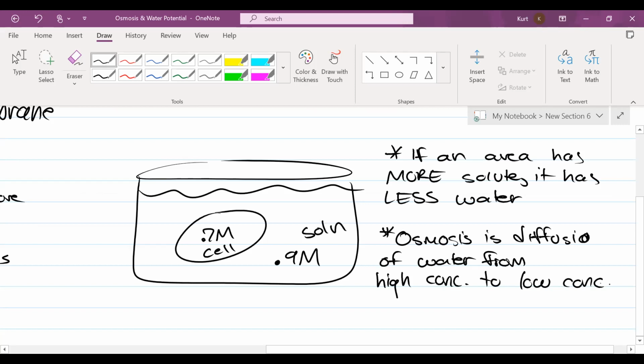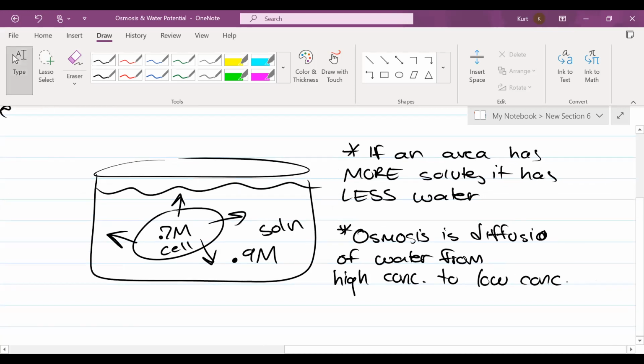What she said is pretty much spot on. If the solution is 0.9 molar, that means it has less water when you compare it to the cell. So water will diffuse out. When will the diffusion stop? When the concentrations are equal.